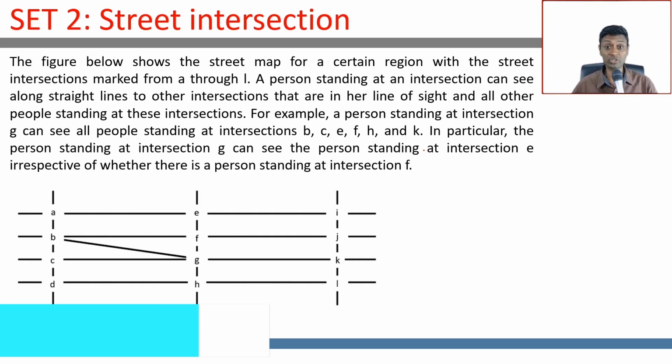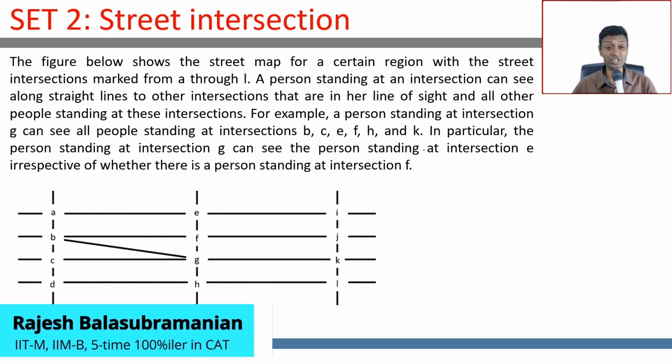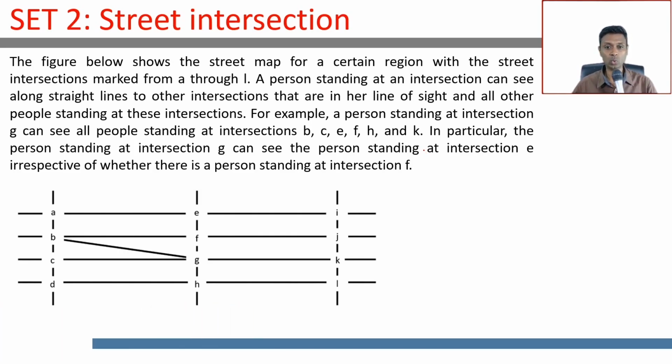The figure below shows the street map for a certain region with the street intersections marked A through L. Fine. So we have, let's look at this. A, B, C, D, E, F, G, H, I, J, K, L. So there are 12 intersections here. A person standing at an intersection can see along straight lines to other intersections that are in her line of sight, and all other people standing at these intersections.